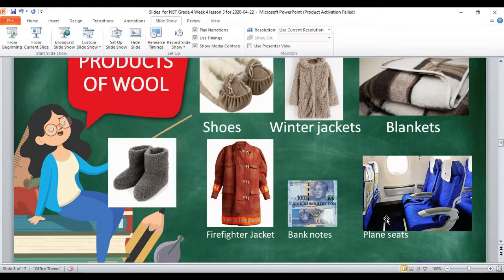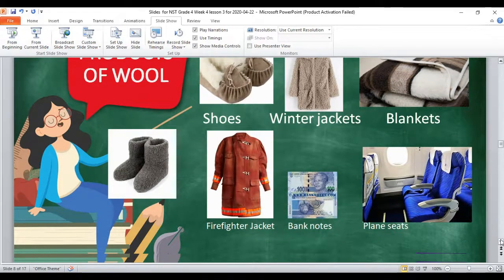seats and the mat. The plane mat and the seats, normally they use wool because it's very soft. It is also fire resistant and very strong. So I've indicated to you that the properties are very important when it comes to any material. When you produce any material, you must consider the property. That is why wool is chosen in this regard.